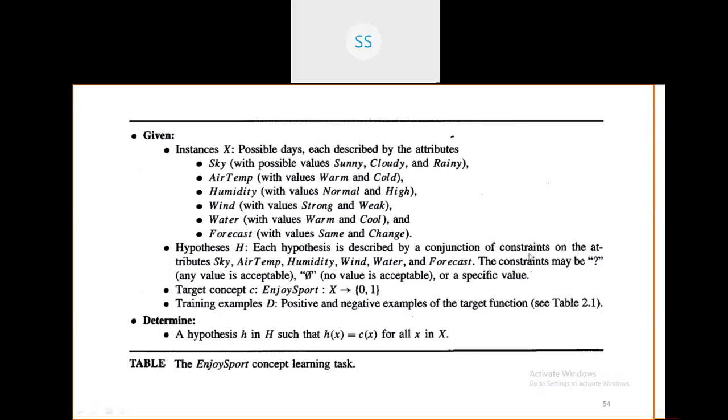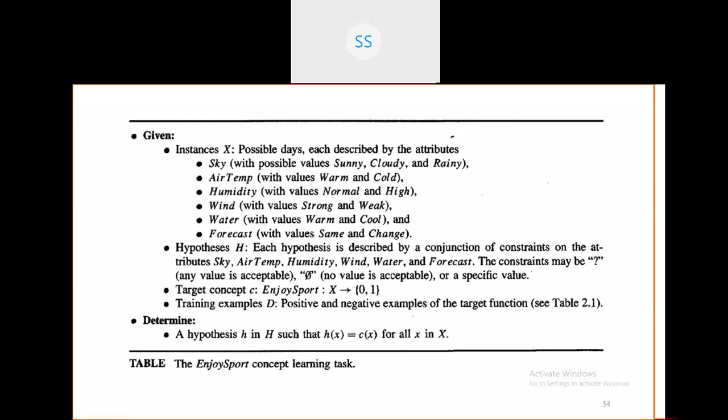And what you are going to determine using these values. You are going to determine a hypothesis h in H such that h(x) equals c(x) for all x in X. That is, you are going to select a hypothesis that is going to accept one instance, or all the given instances. So that is a hypothesis h in H such that h(x) equals c(x) for all x in X.